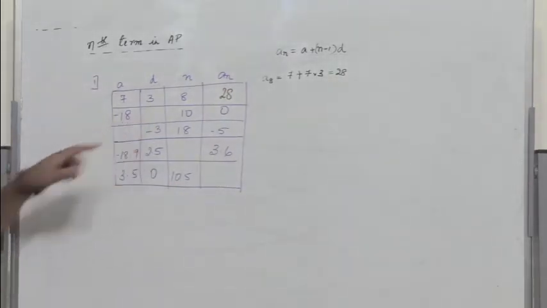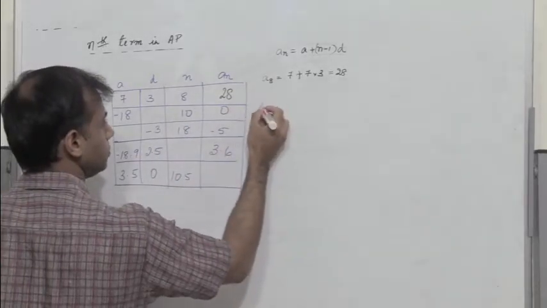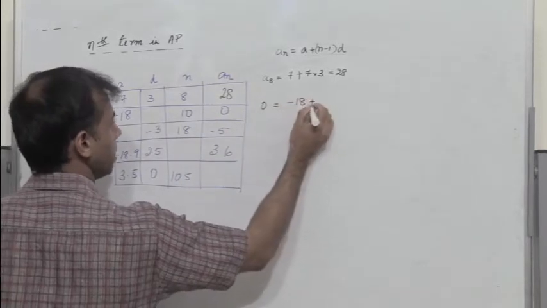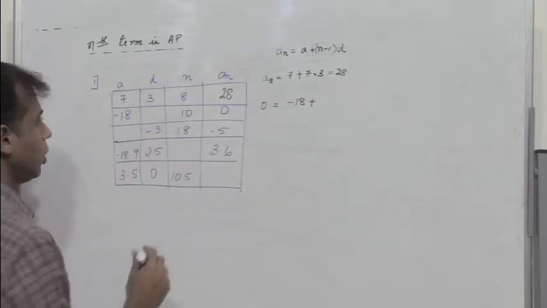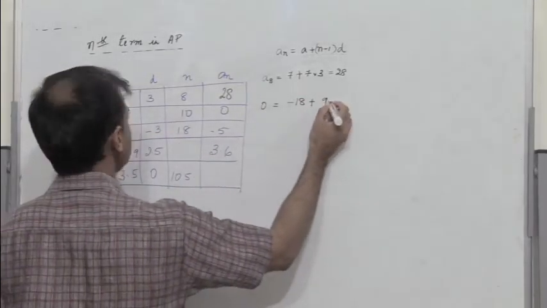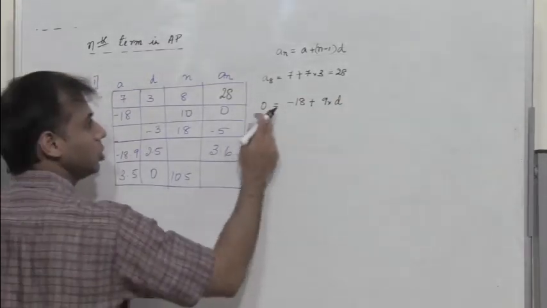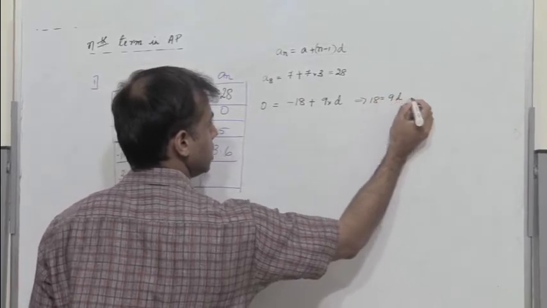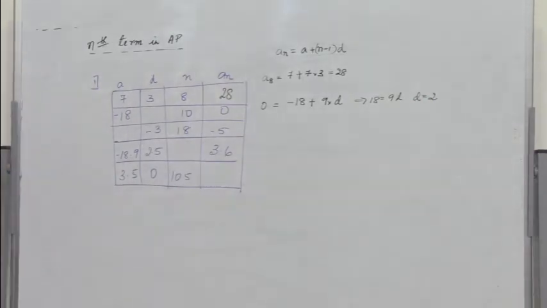So here I need to find the value of D. So AN is 0, which is equal to A, which is minus 18, plus, see here N is 10, so 10 minus 1 is 9 into D, which is unknown. So bringing 18 to LHS, I have 18 equals 9D, or D is 18 by 9, which is 2.